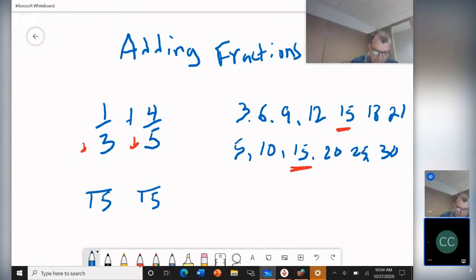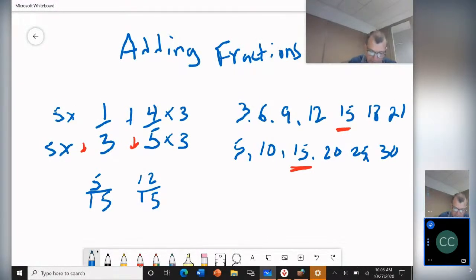So what times 3 equals 15? That would be 5. If we multiply 5 times the bottom, we have to multiply 5 times the top, so that's going to be 5. And now 5 times what equals 15? That's going to be 3. If we multiply the bottom times 3, we multiply the top times 3. So that's going to give us 17/15. Okay, we'll do one more here.